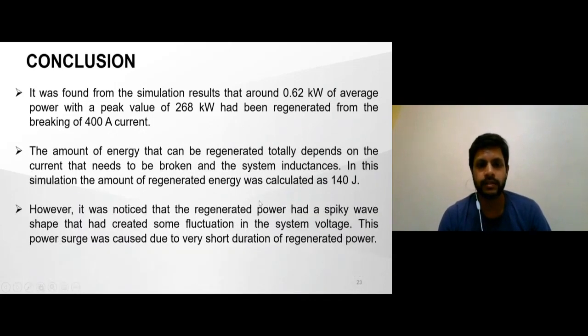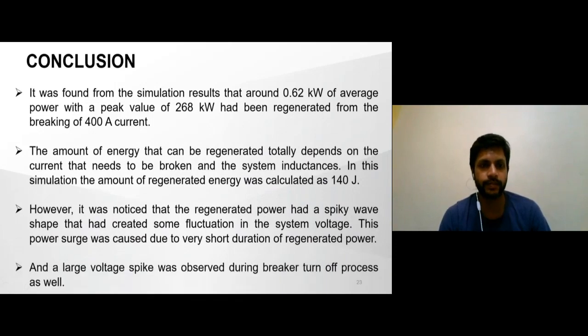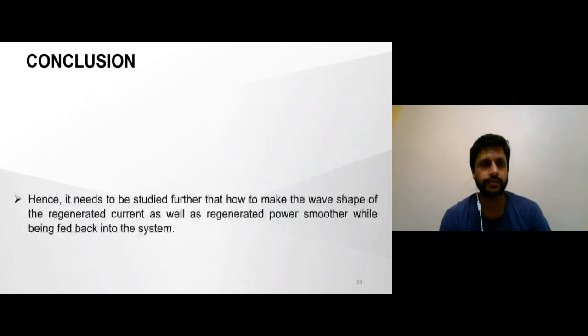However, it was noticed that the regenerated power had a spiky wave shape, and that created some fluctuation in the system voltage. This power surge is basically due to the very short duration of the regenerated power. Because the duration is very short, that's why it becomes impulsive in nature. And a large voltage spike was observed during the breaker turn-off process as well.